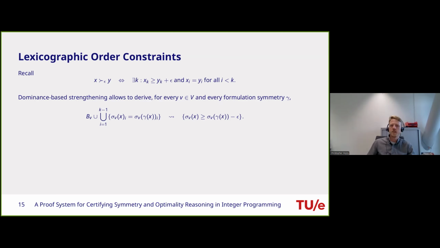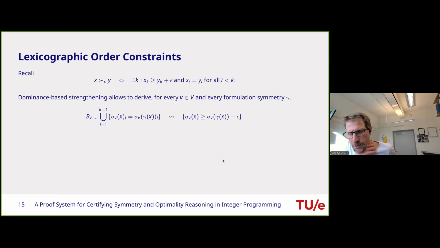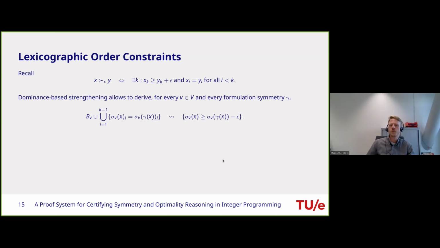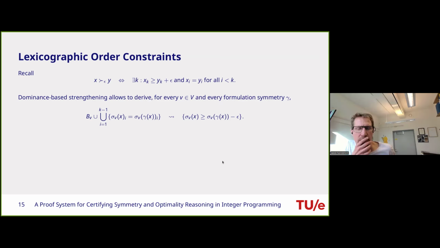It still remains valid, exactly, because we have the minus epsilon here. And then I can continue with a constraint for K plus 1, for K plus 2, and so forth. Okay, I see.